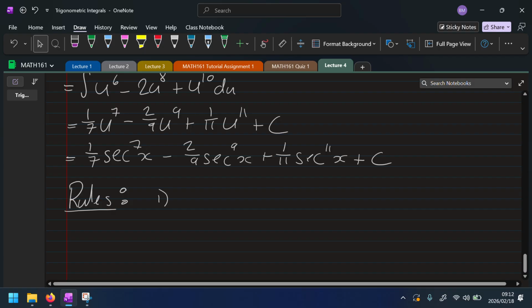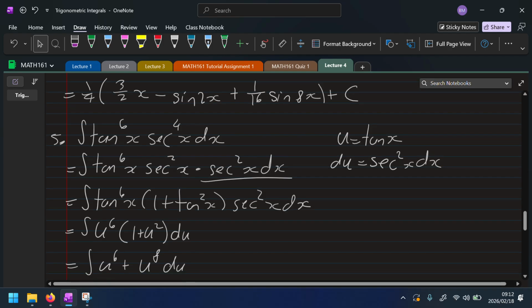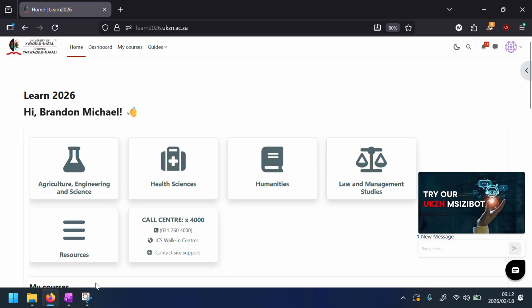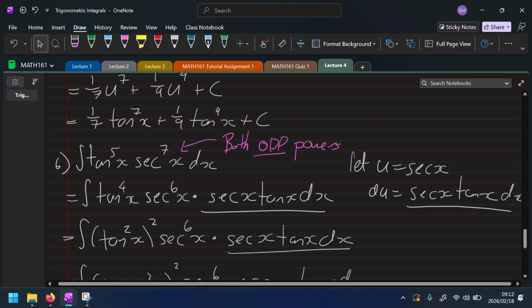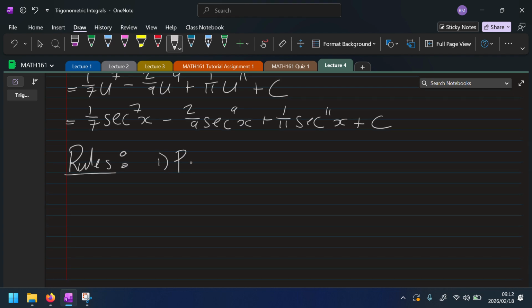Okay. Rules. So number 1, let's look at this first case. So here we had the even powers, and we could factor out a sec squared. Okay. So for the even powers, we could take out sec squared. So let's do that. So rule number 1. Power of sec is even.